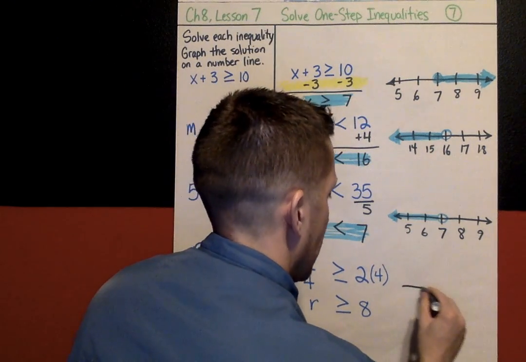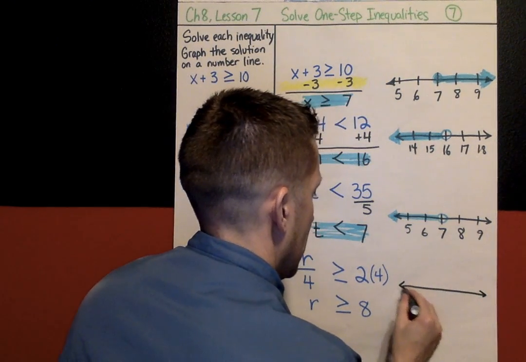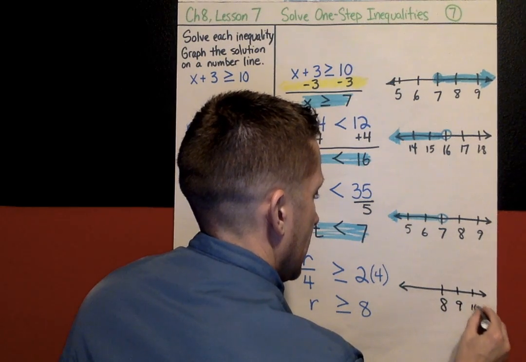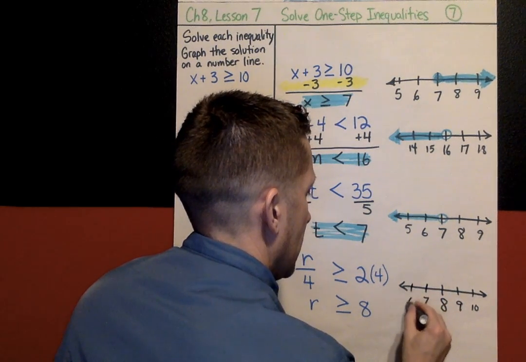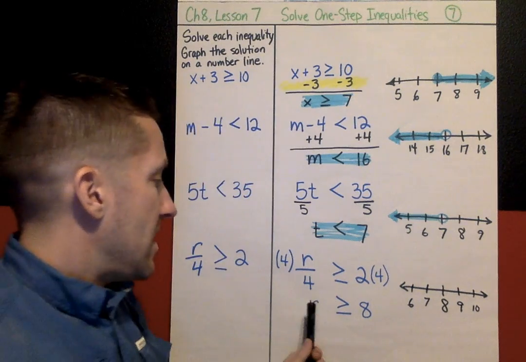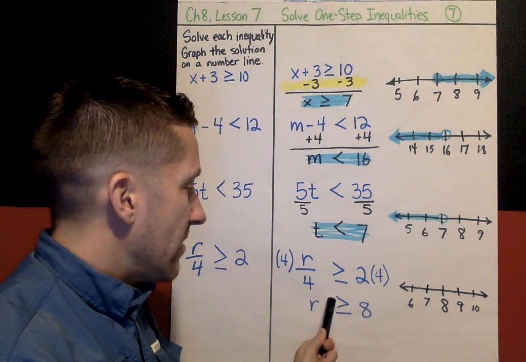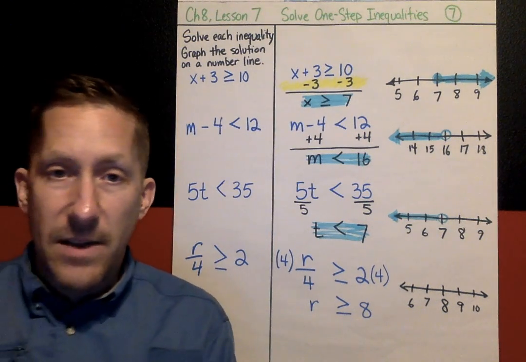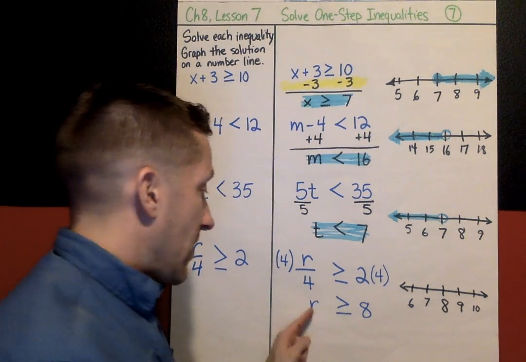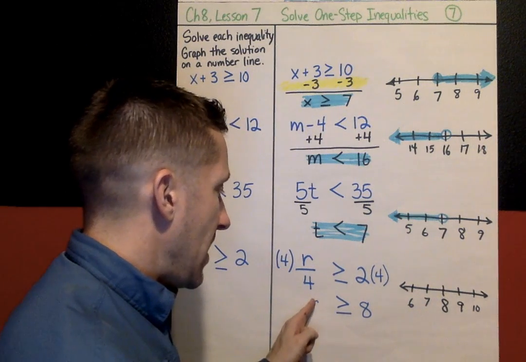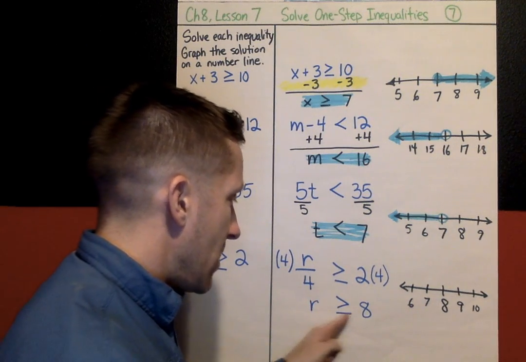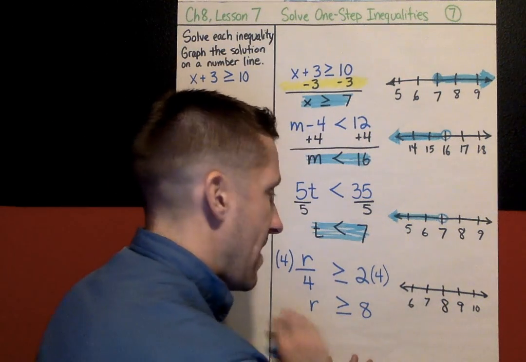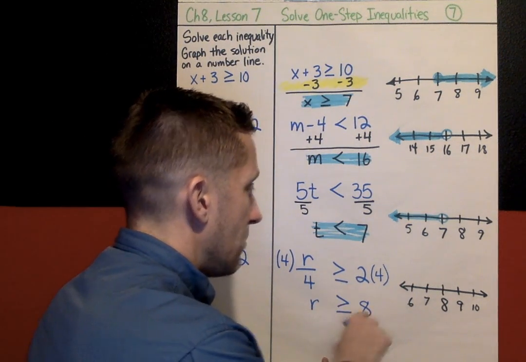So again, let's graph those answers. 8 in the middle, 9, 10, 7, 6, and the answers are greater than or equal to 8. So I want to fill in all the answers that are greater than or equal to 8. Do I want to include 8? Does it work if I put 8 right here? 8 is greater than or equal to 8. Does work. So I do want to include 8 and everything greater.